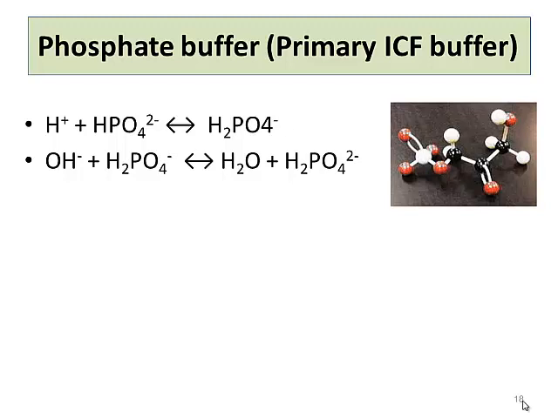If additional hydrogen ions enter the cellular fluid, they are consumed in the reaction with HPO4 and the equilibrium shifts to the left. If additional hydroxide ions enter the cellular fluid, they react with H2PO4, producing HPO4 and shifting the equilibrium to the right. Are you with me?